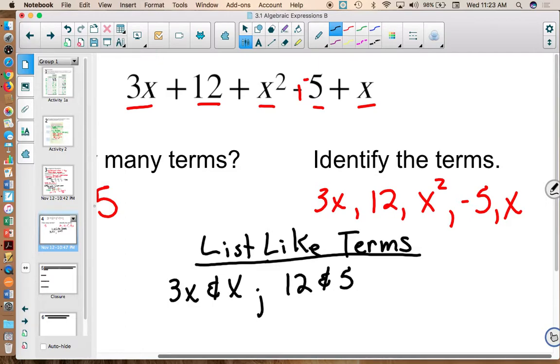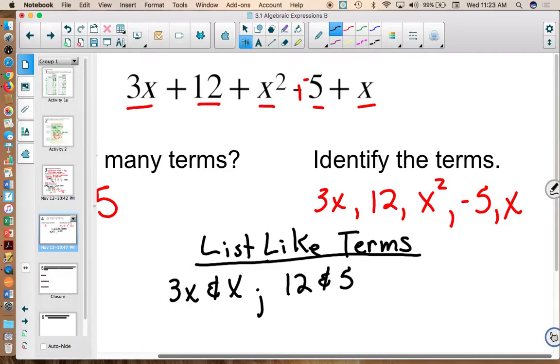Good. Why is the x squared not a like term to 3x and x? Why is it not a like term? Why not? Riley, why not? Why is x squared not a like term to 3x and x? What's it got that the other two don't? What does it have, Matthew? It has an exponent. And its exponent is different than the exponent you do not see here.